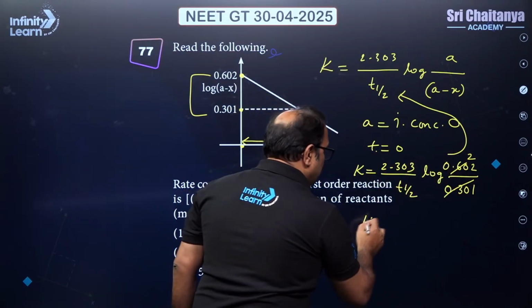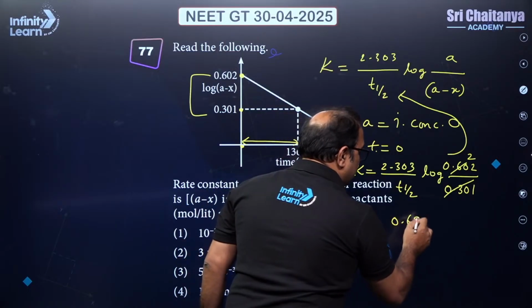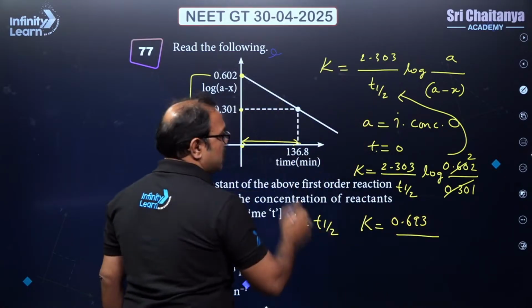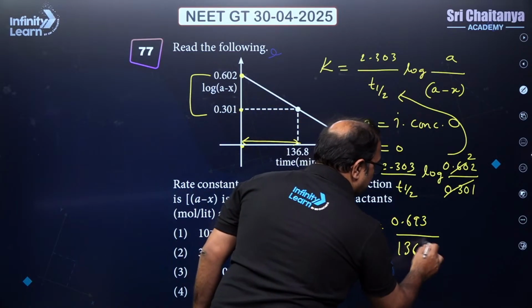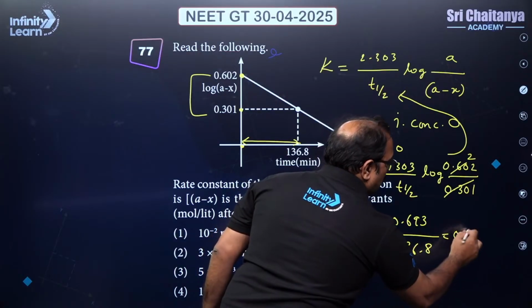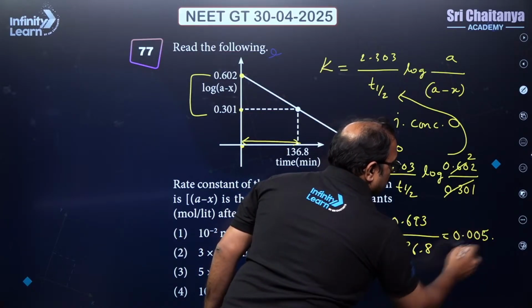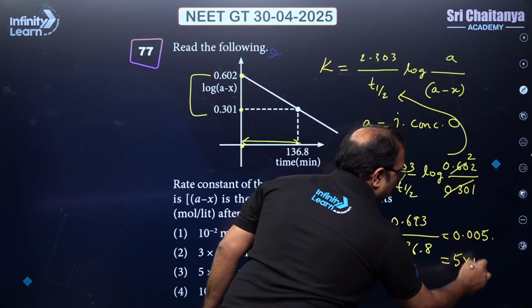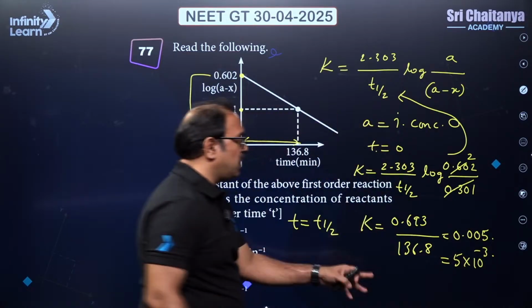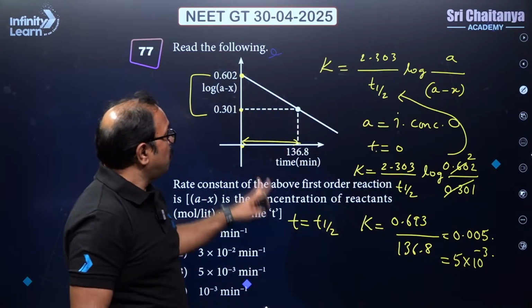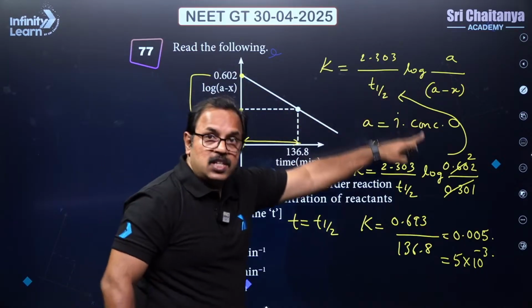So when you multiply with this, it becomes 0.693. And what is the value here? It is given 136.8. So this comes as 0.005. So it comes as 5 into 10 power of minus 3. Correlation part you can do better than me, but here you have to understand this part.